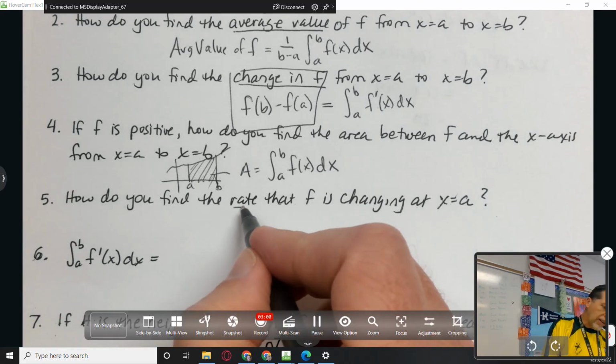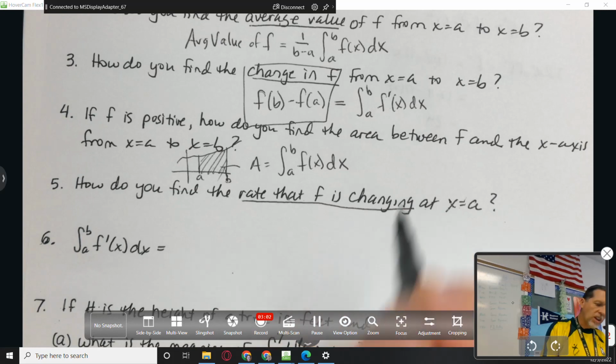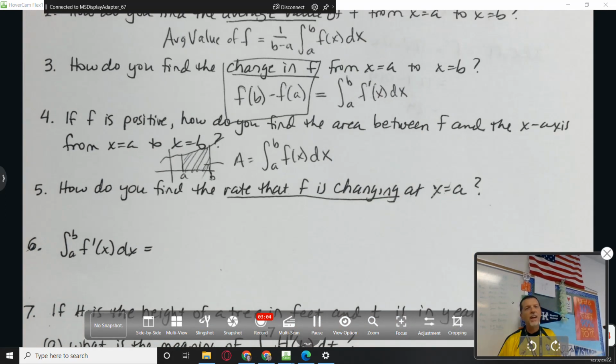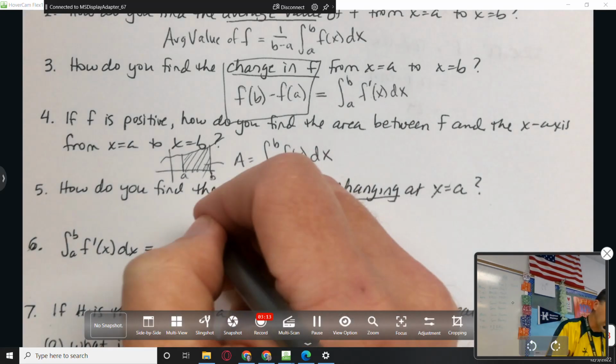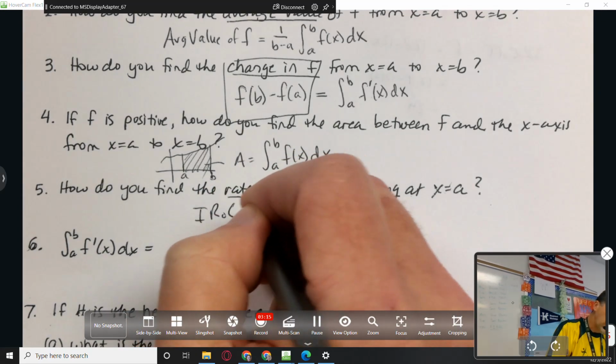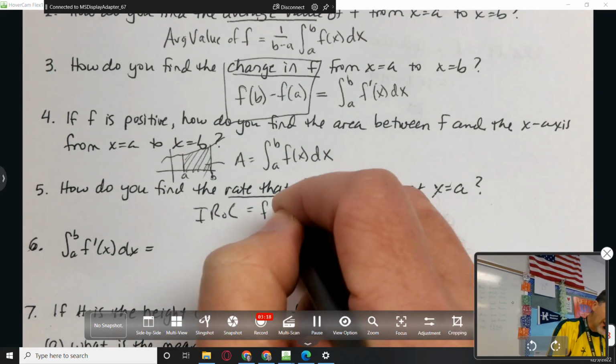How do you find the rate that f is changing at x equals a? Rate that f is changing. What's that fancy talk for? That's IROC. That's f prime. And at a means we would plug in a.